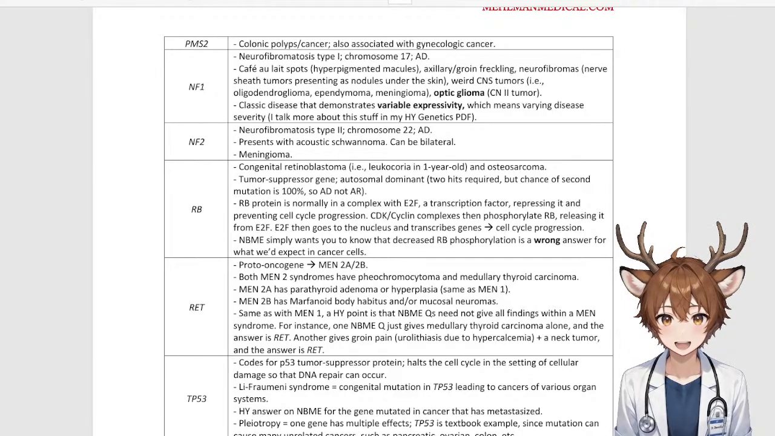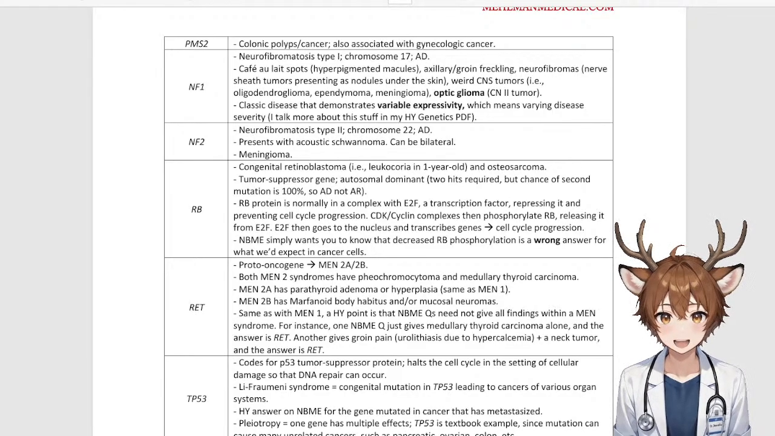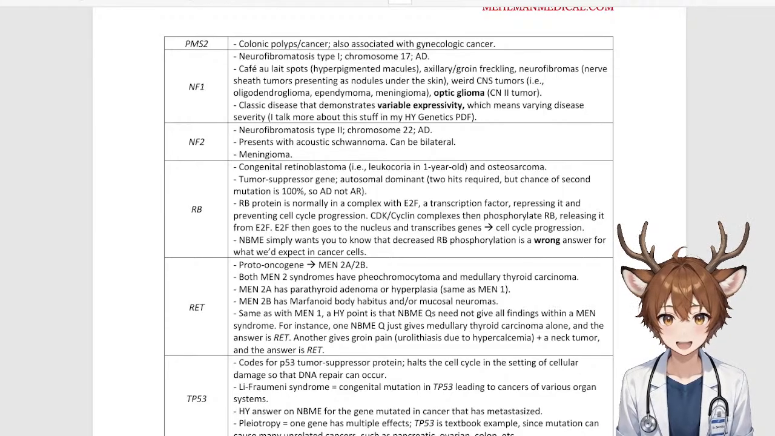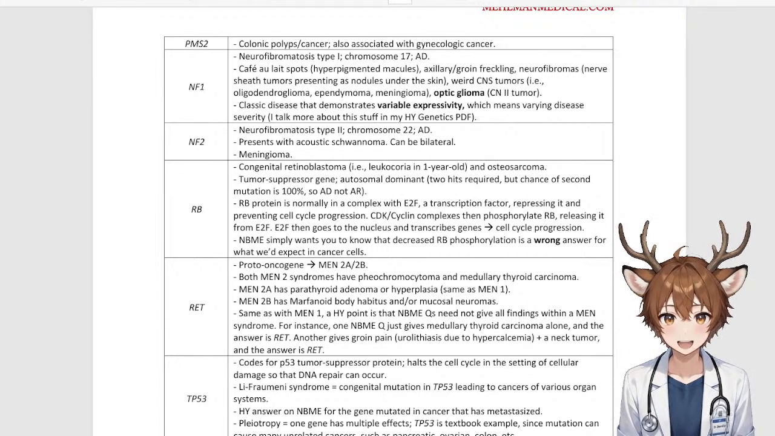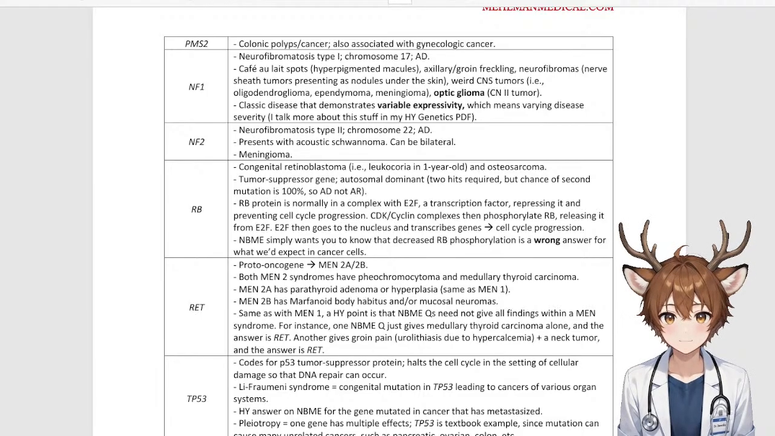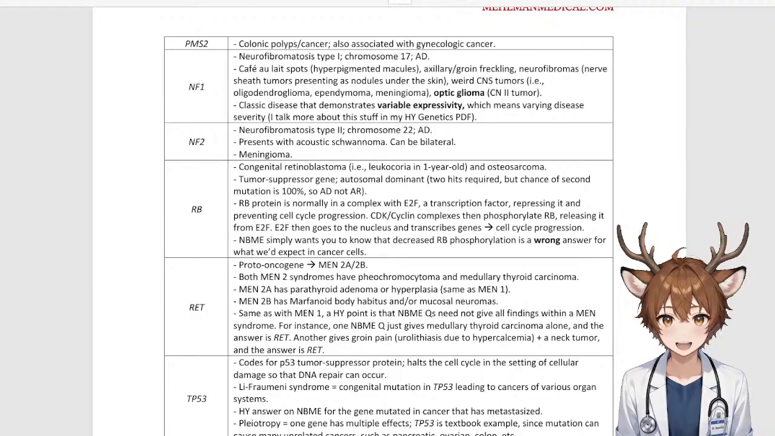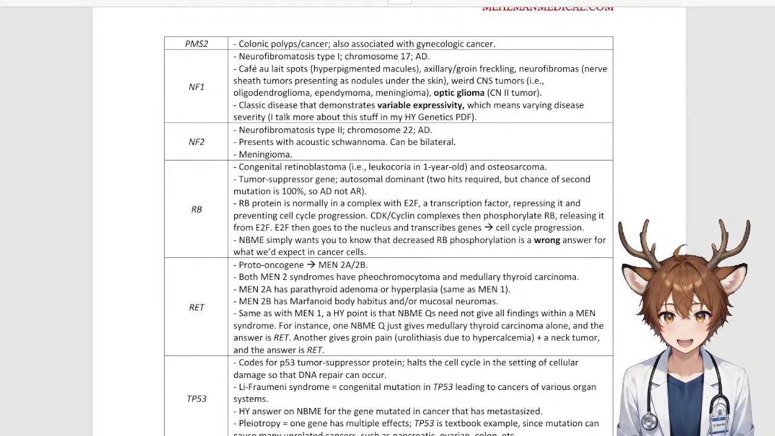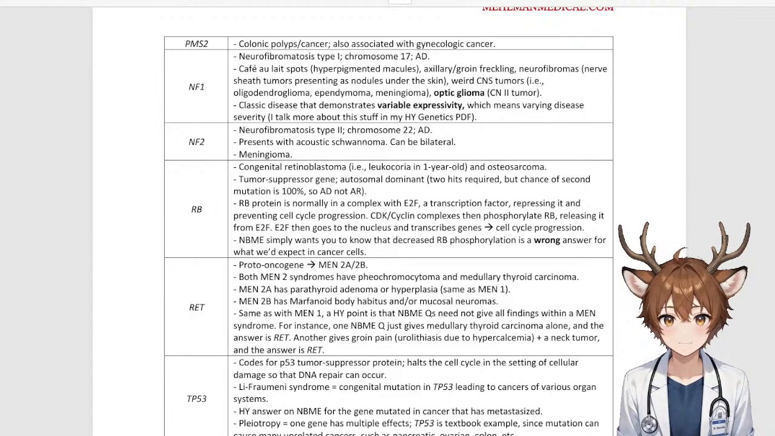NF1, neurofibromatosis type 1, chromosome 17, autosomal dominant. Cafe au lait spots, hyperpigmented macules, axillary and groin freckling, neurofibromas, nerve sheath tumors presenting as nodules under the skin, and CNS tumors, that is to say oligodendroglioma, ependymoma, meningioma, optic glioma, CN2, cranial nerve 2 tumor. A classic disease that demonstrates variable expressivity, which means varying disease severity. I talk more about this stuff in my high-yield genetics PDF.